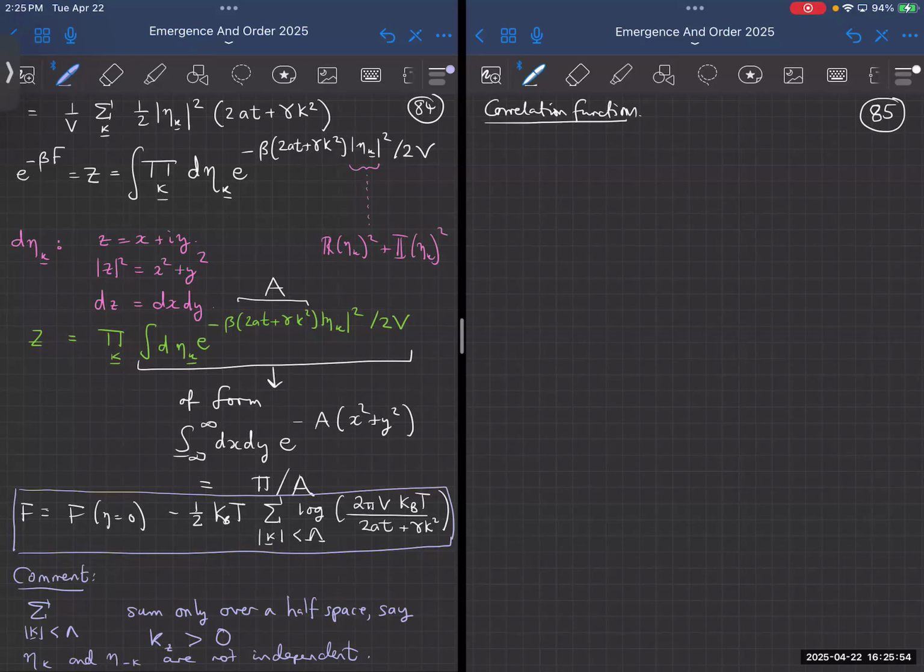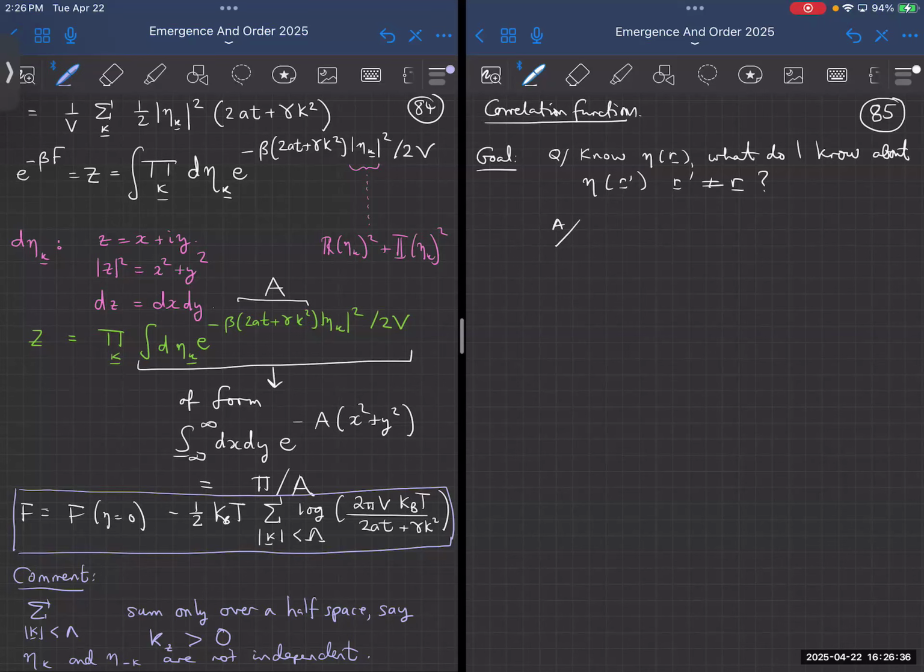Okay, so what are correlation functions? What question do they answer? They tell me the following thing. If I know the value of the order parameter at one point in space, what can I infer about the order parameter at a different point in space? So the question is, if I know eta of r, what do I know about eta at a different point, like that?